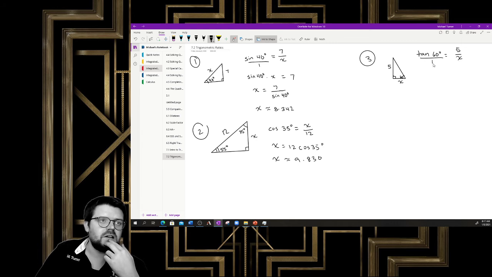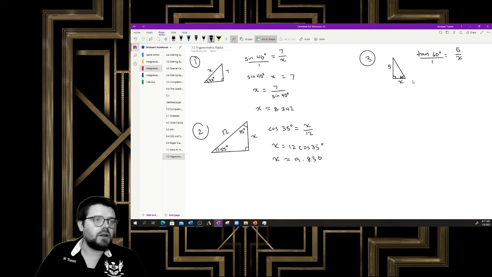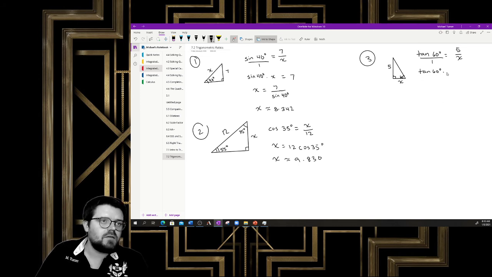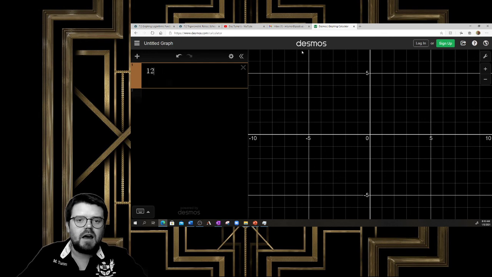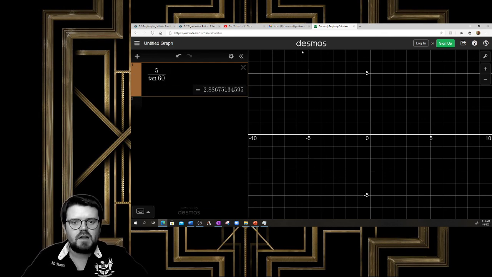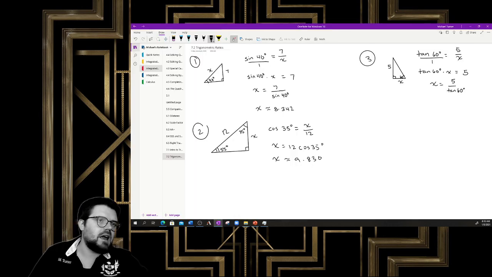Because my variable is in the denominator, this is where I would need to cross multiply. So I have tangent of 60 degrees times x, and then 5 times 1. To solve for x, I'm dividing both sides by tangent of 60 degrees. And then from here, I can use my calculator. 5 divided by tangent of 60 degrees gives me approximately 2.887.